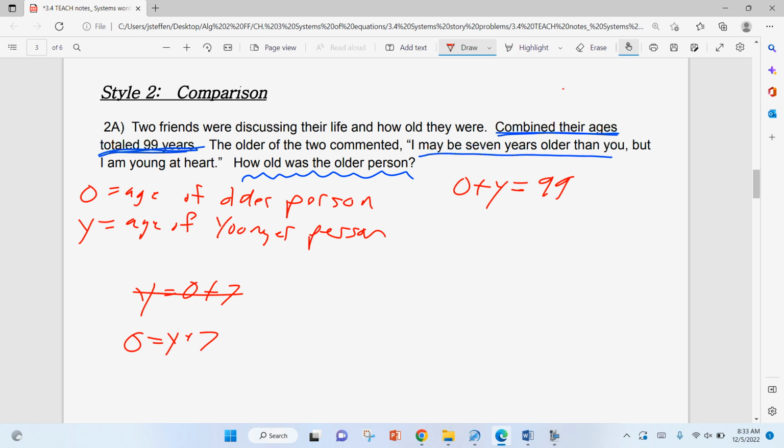The other way you can think of it is, if it says, I may be 7 years older than you, you can say that the older person is 7 years older than the younger person. The word is in math a lot of times is an equal sign. So if you say the older person is 7 years older than the younger person.